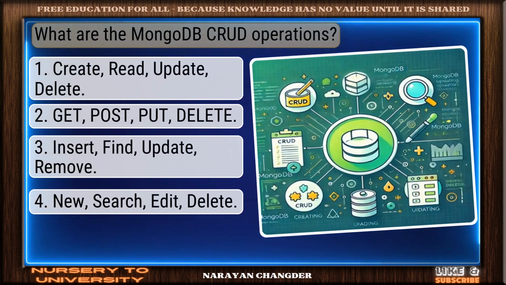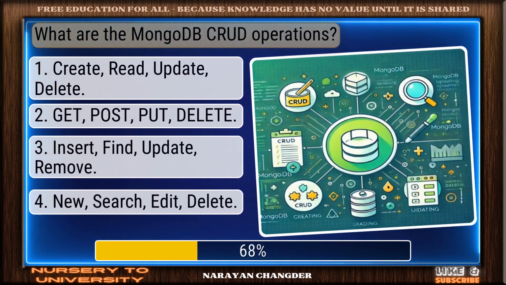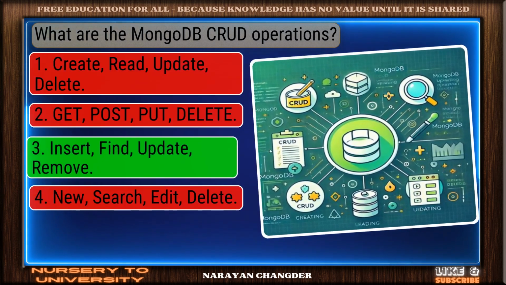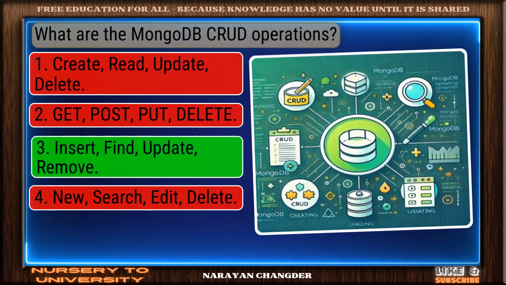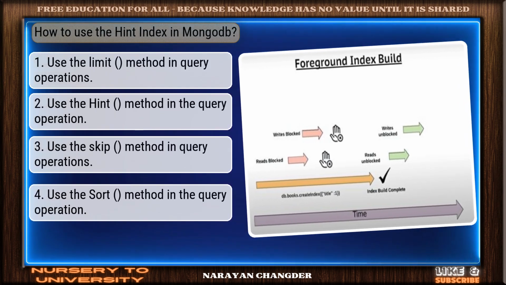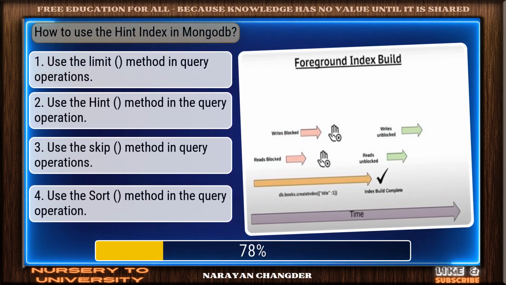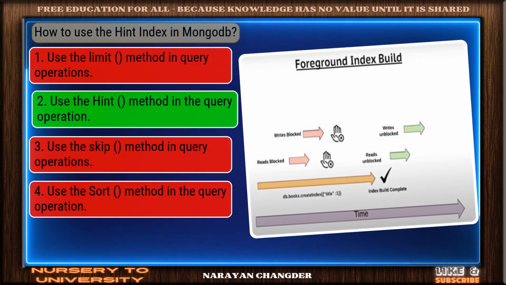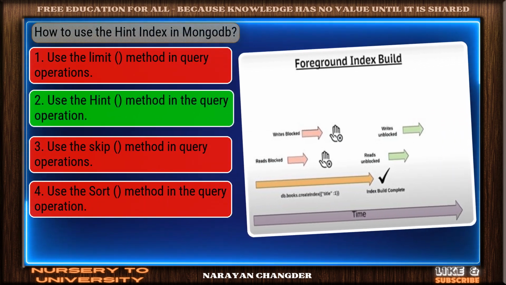Question number 44. What are the MongoDB CRUD operations? Solid response. Insert, find, update, remove is a valid choice. Question number 45. How to use the hint index in MongoDB? Perfect. Use the hint method in the query operation is the correct choice.